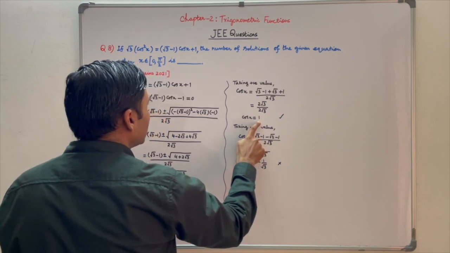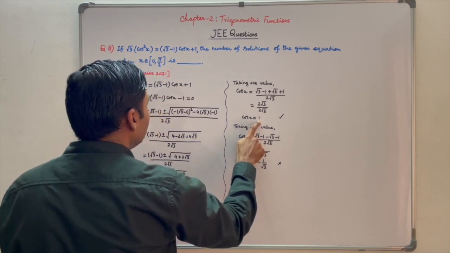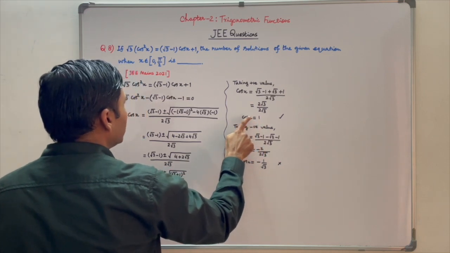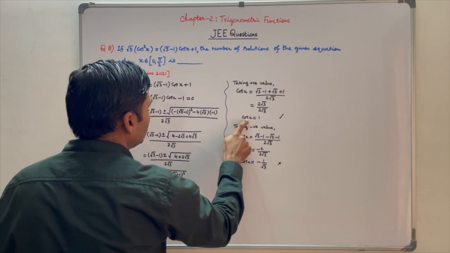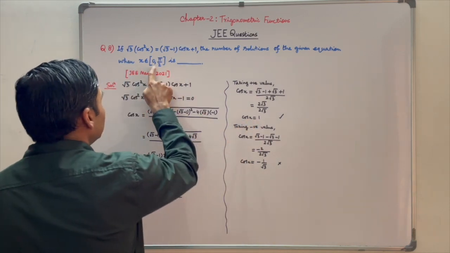And we know that cos 0 is equal to 1 in the first quadrant. We have to consider x in the first quadrant. So this will give one solution because 0 can be included.